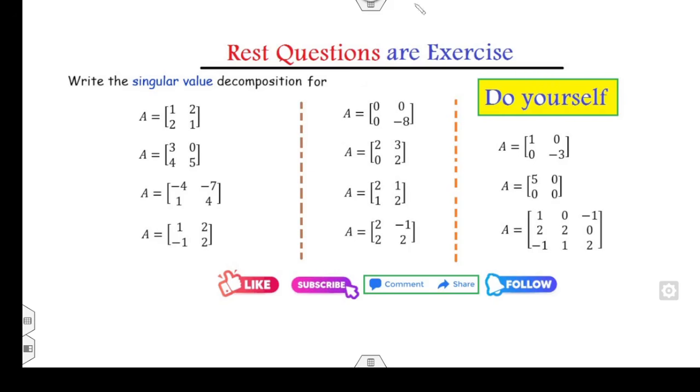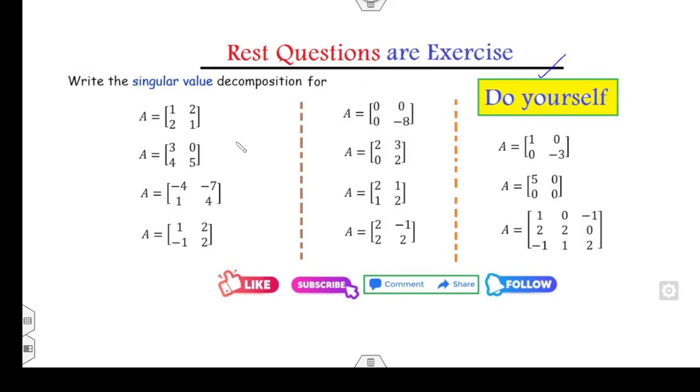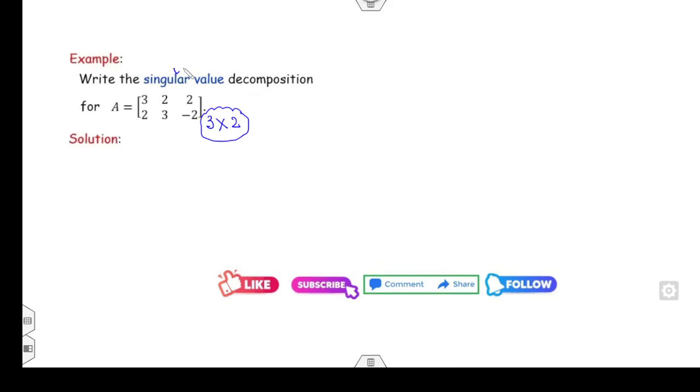Now I have solved a few questions for you. The rest of the questions you can do by yourself and let me know in the comments whether you are able to understand the concept of solving these problems or not. The next question is, now you can see it's a 3 cross 2 matrix. Whatever we have discussed here is for an n cross n matrix. But how can you write the singular value decomposition of the matrix A for a non-square matrix, that is called a rectangular matrix?